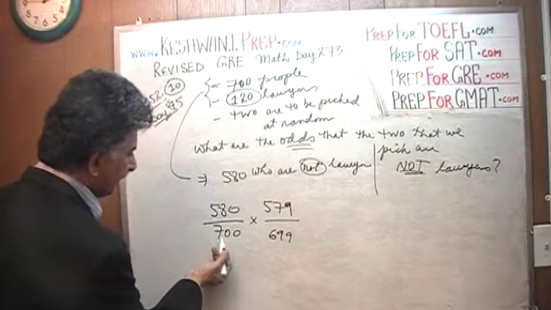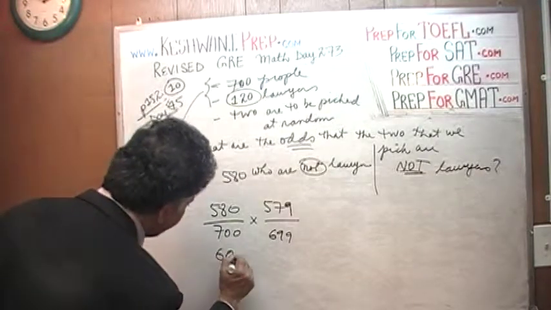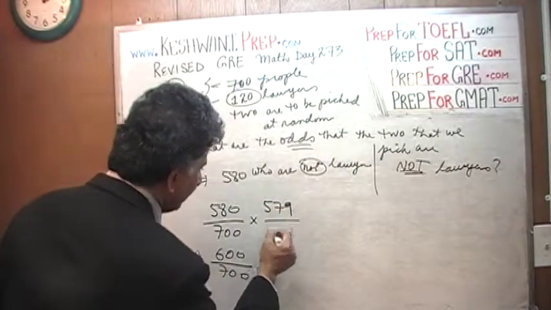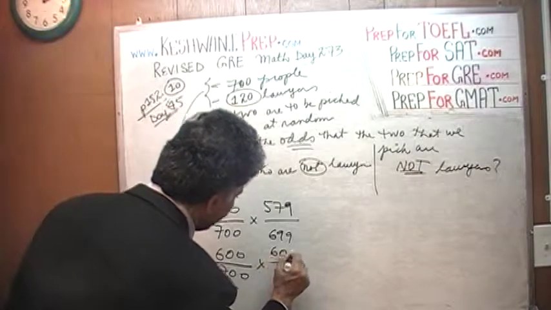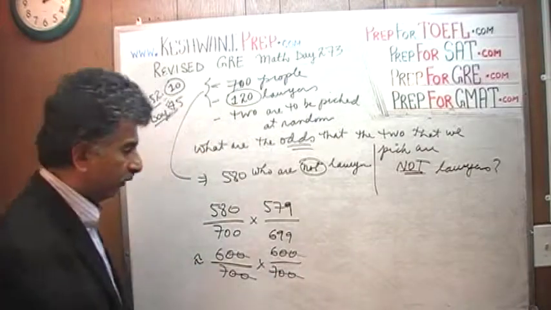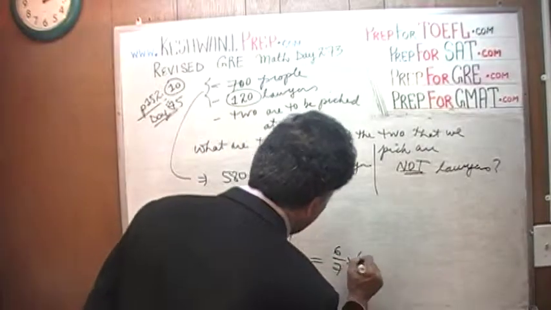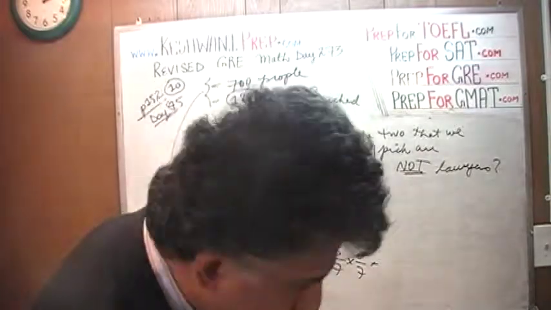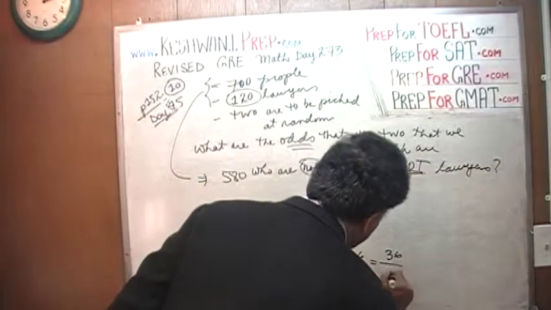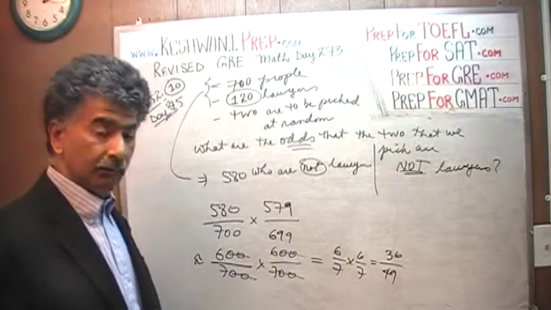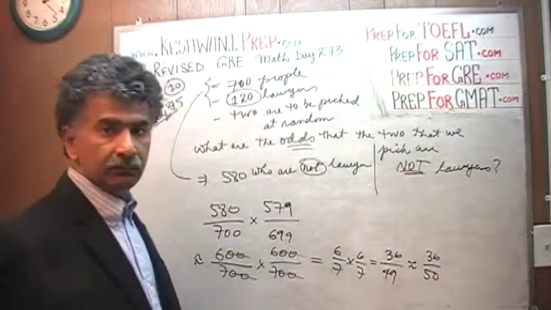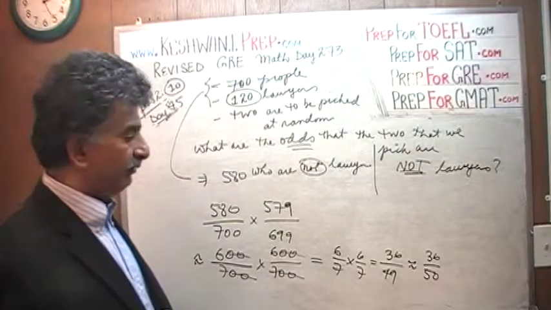So 580 over 700, we can write as approximately 600 over 700. Similarly, 579 over 699 can be written as 600 over 700. So that takes care of the 2 zeros here, and this boils down to 6 over 7 times 6 over 7, which is simply 36 over 49. We can approximate one more time: 36 over 49 is approximately the same as 36 over 50.